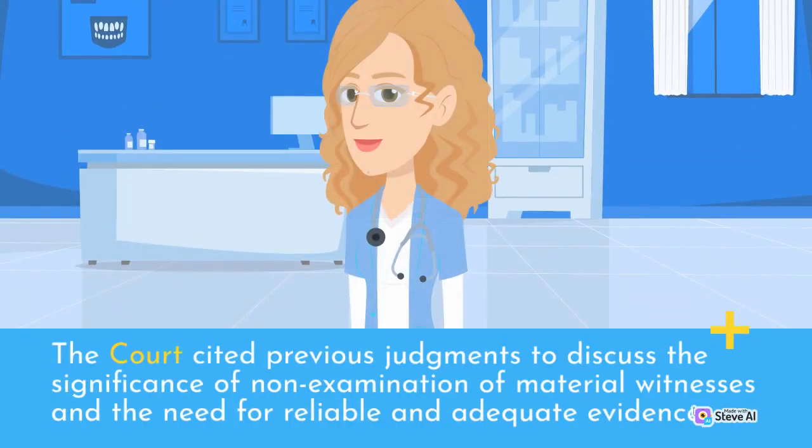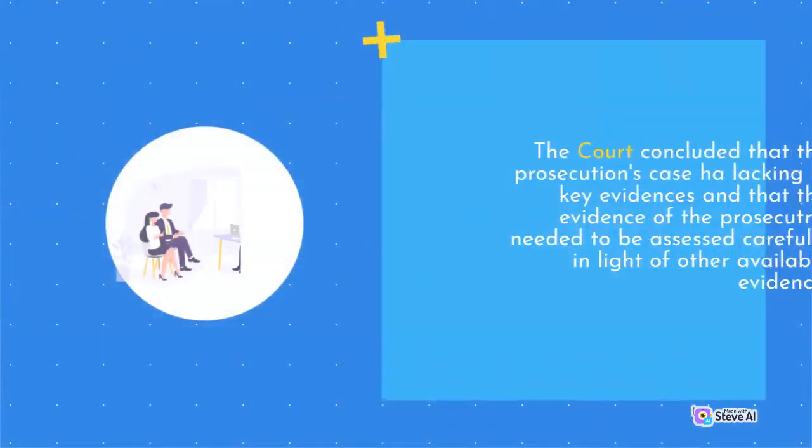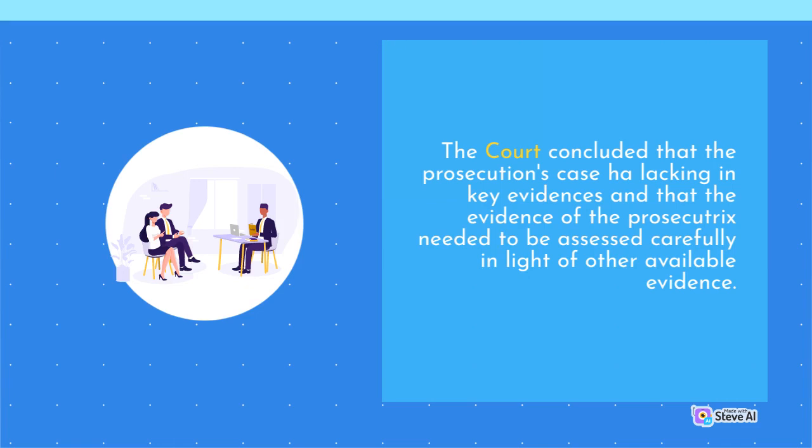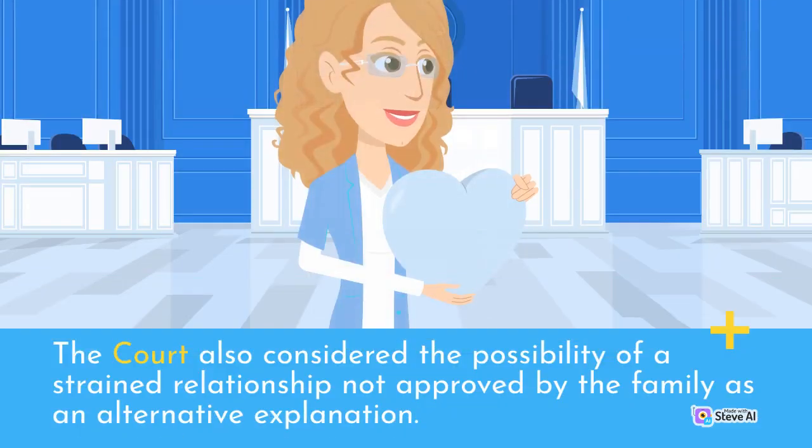The court cited previous judgments to discuss the significance of non-examination of material witnesses and the need for reliable and adequate evidence. The court concluded that the prosecution's case was lacking in key evidence and that the evidence of the prosecutrix needed to be assessed carefully in light of other available evidence. The court also considered the possibility of a strained relationship not approved by the family as an alternative explanation.